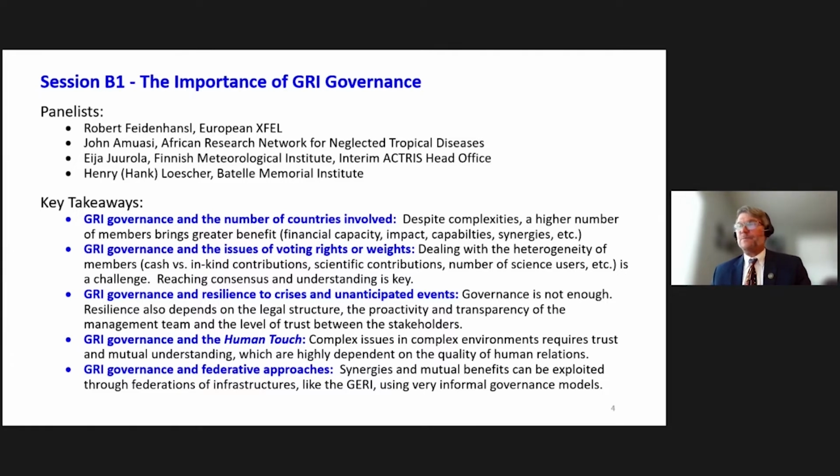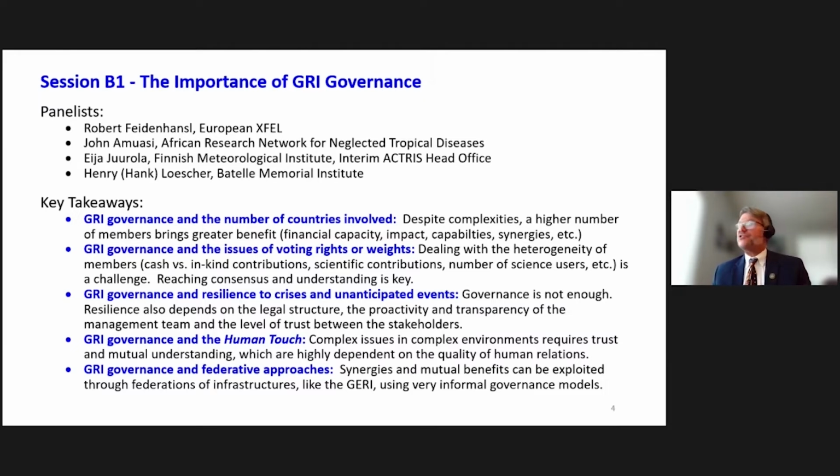And stemming from potential financial capacity, capabilities that are brought to the table, improving the impact of the GRI. So more was considered better. And so it was a very interesting outcome from it. As far as the governance model itself, on things like who has the right to vote, how much their vote matters, and we use the term vote in the sense of who has the decision-making authority, right? At what level in the governance structure.